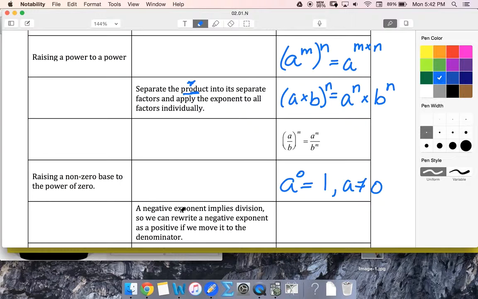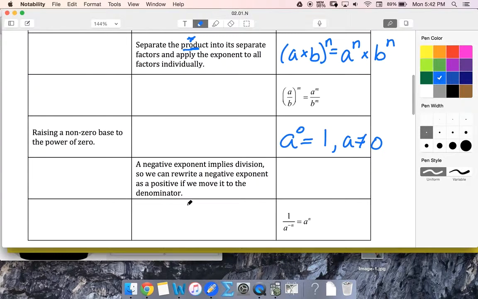And now a negative exponent implies division. So we can rewrite a negative exponent as positive if we move it to the denominator. So if I have A raised to a negative exponent, I can make that negative exponent positive if I put it into the denominator. Well, I can't just leave a blank numerator, so I'm going to put a 1 up there, unless there was something else that I was multiplying by. In this case, there's an imaginary 1 in front, really, so I'm going to put that up top. So this is a base raised to a negative exponent.